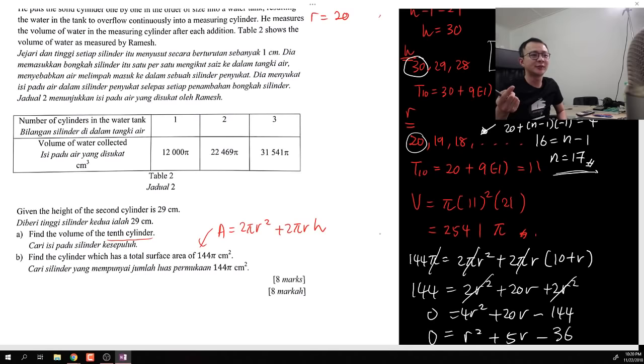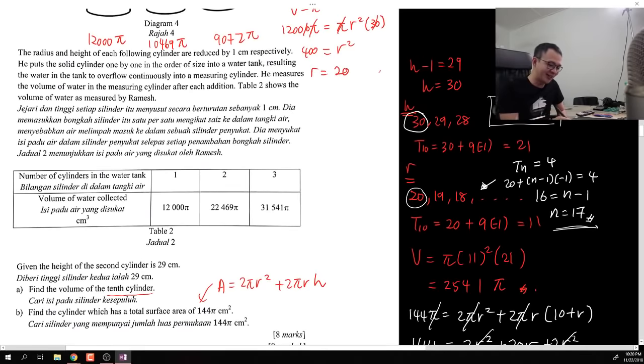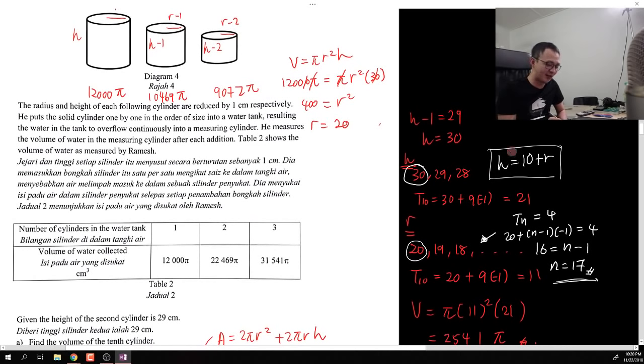Where do you get the equation h equals 10 plus r? I get this equation from the relationship between h and r. Because the first term for h is 30 and the first term of r is 20. That means if I add 10 to all my r values here, you can realize all my r values will be the same as my h values. You imagine this one becomes 30, 29, 28. Is it the same as the h value? So I make a connection between them and then I solve it.